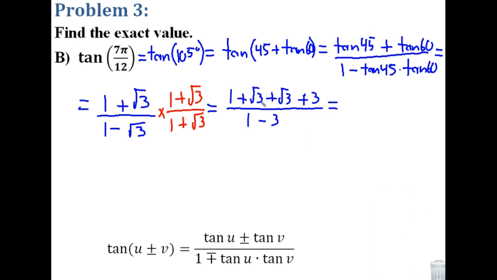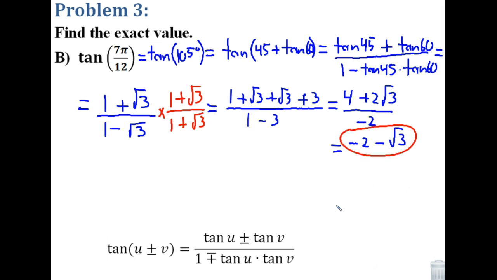Okay, cleaning this up then, 1 plus 3 is a 4. Root 3 plus root 3 is just a 2 root 3. So this is looking similar to our last question. And then 1 minus 3 would be a negative 2. All right, so we can finish this off as 4 divided by negative 2 would be a negative 2, and 2 root 3 divided by negative 2 would be just negative root 3. So we could say minus root 3. All right, so there's our answer. Again, similar to the last problem, the differences really are the negative and positive symbols.